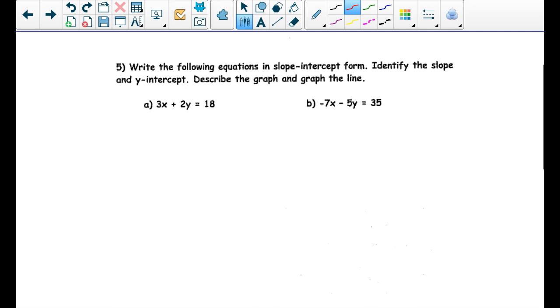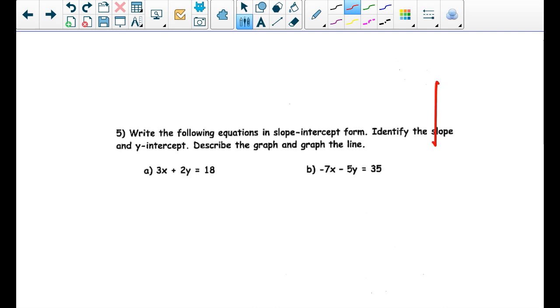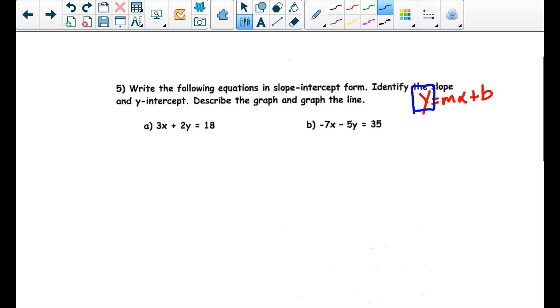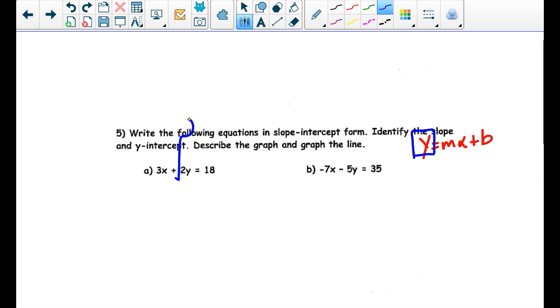So, first thing is get in slope-intercept form. Slope-intercept form, y equals mx plus b, right? So when we do that, we're trying to get this guy by itself. Solve for y. So all these times we solved the equations, this is part of the reason why. So I have to get the y by itself.